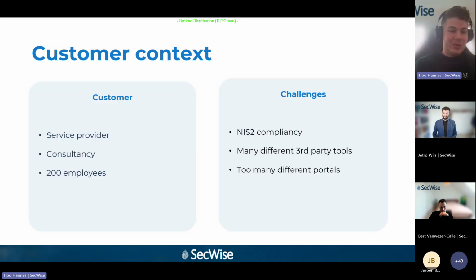So this customer, first and foremost, is a service provider. It also does consultancy, and it has around 200 employees. Now, its challenges were, of course, the NIS2 compliancy. It also had a lot of third-party tools that needed to be in Sentinel to get a clear overview and as much visibility as possible. And they also had too many portals, so it was really difficult to have a clean overview and to manage all the alerts. Later on, they also joined our Watch, our SOC as a service.